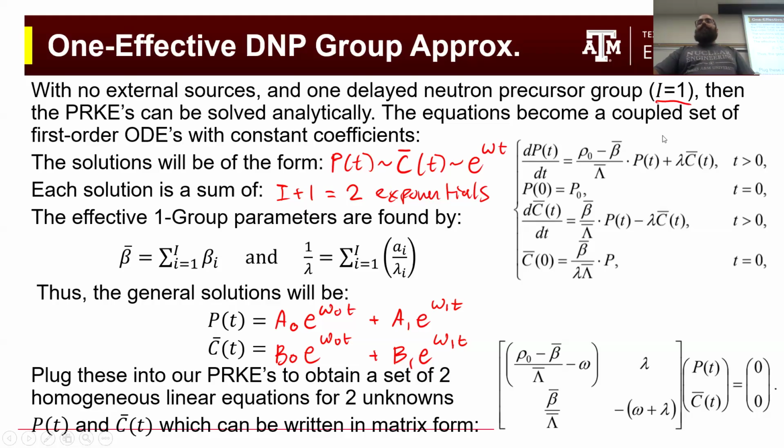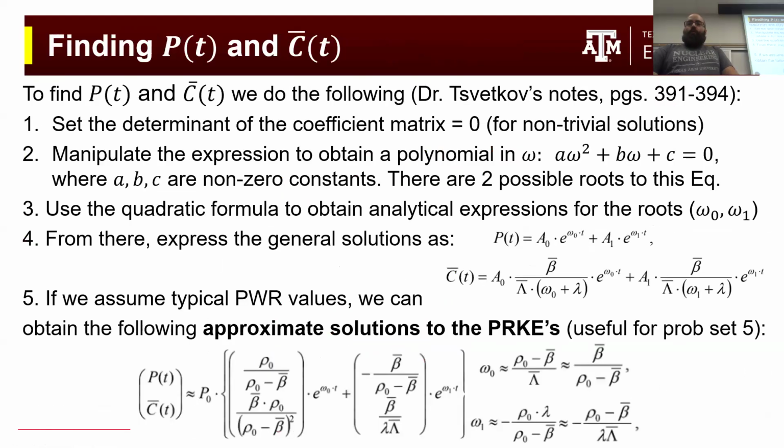So if you were to plug these solutions in and then write this in matrix form, you end up with this coefficient matrix times our solution vector of the 2 unknowns that we'd be looking for, which would be the power and the precursor density. And so the question would be, how do we find the power and how do we find the precursor density? We already know that to find non-trivial solutions, we want to take the determinant of that coefficient matrix and set it equal to 0.